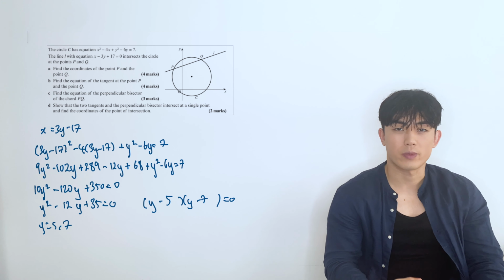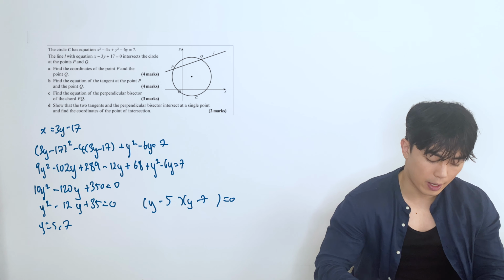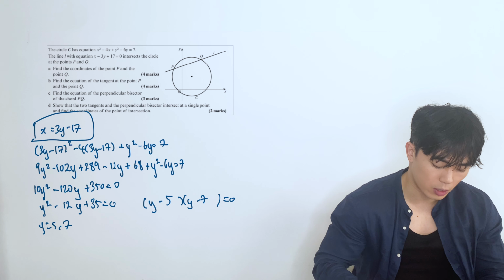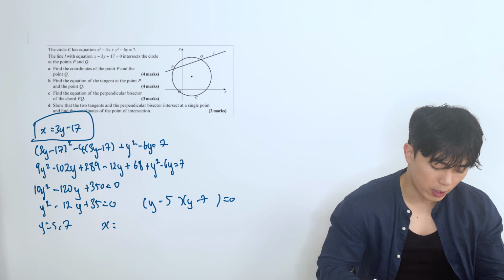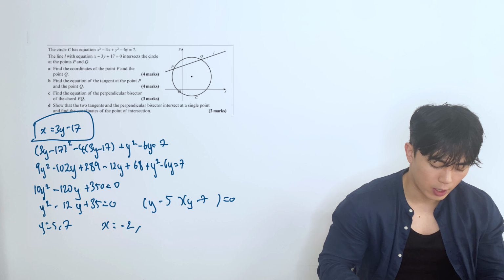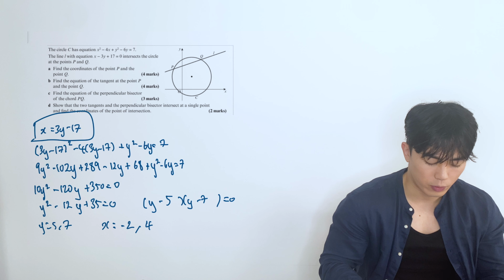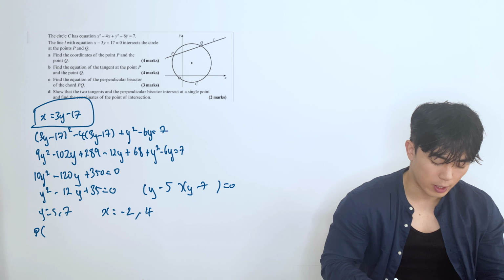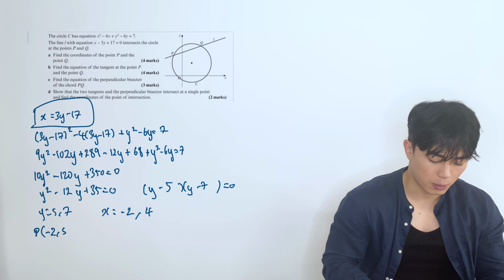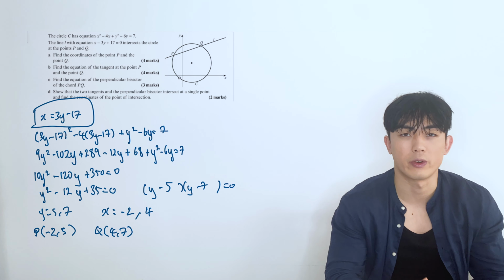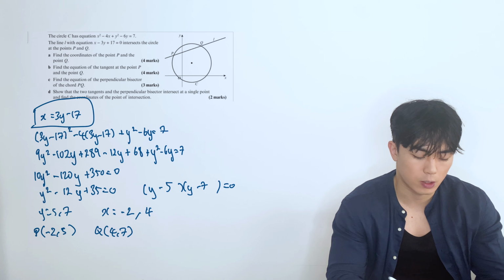Remember, it's a coordinate, so we need to find the x values as well. So plugging into x is 3y minus 17, if you plug in 5, we'll get 15 minus 17, which is minus 2. If you plug in 7, 21 minus 17 is 4. Okay, so P's coordinate is the negative one, so it's going to be minus 2, 5, and Q is going to be 4, 7. This part is what we've been doing in the previous videos.